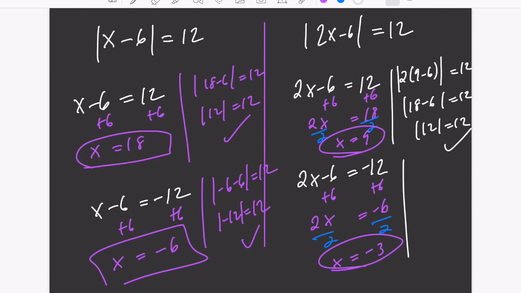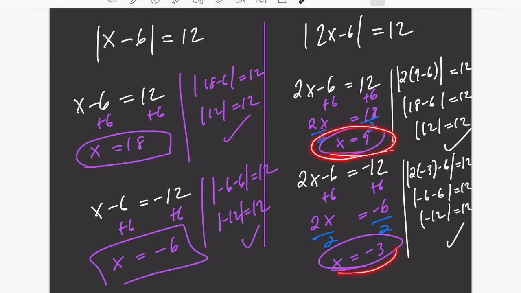Now let's plug in negative 3 and see if it still works. We have 2 times negative 3 minus 6. We're taking the absolute value of that whole thing, and we want to see if it equals 12. So 2 times negative 3 is negative 6, minus 6. Negative 6 minus 6 is negative 12. The absolute value of that is 12. So sure enough, we get two answers, and it's 9 and negative 3, because those are the two numbers that if we plug them in here for x, this whole thing would be equal to 12.